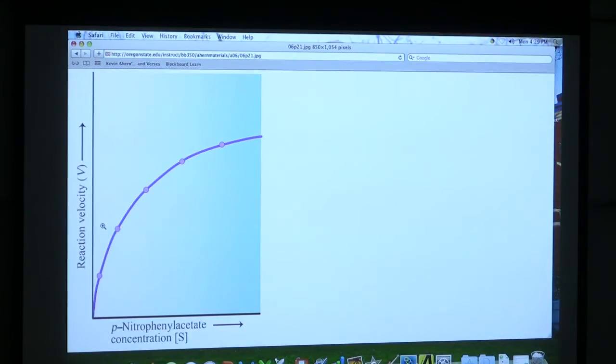The turnover number, first of all, is a constant for a given enzyme as long as we have a given set of pH, temperature and so forth. It's a constant for a given enzyme. It tells us something really, really simple. You've actually already seen it once so far this term.